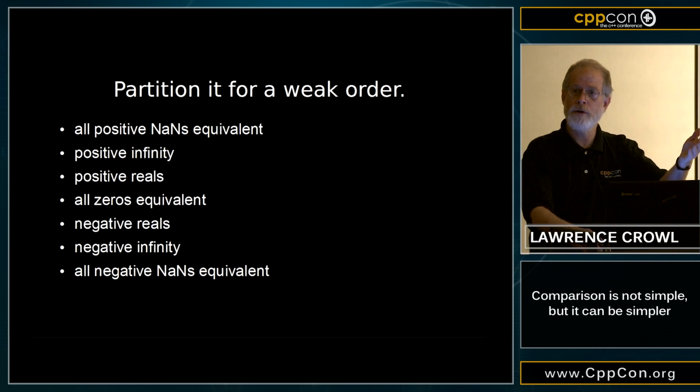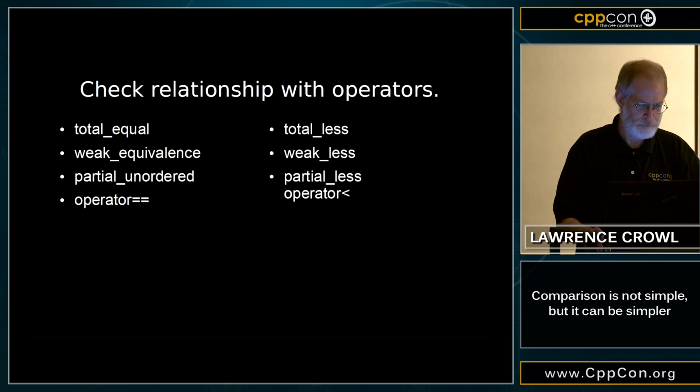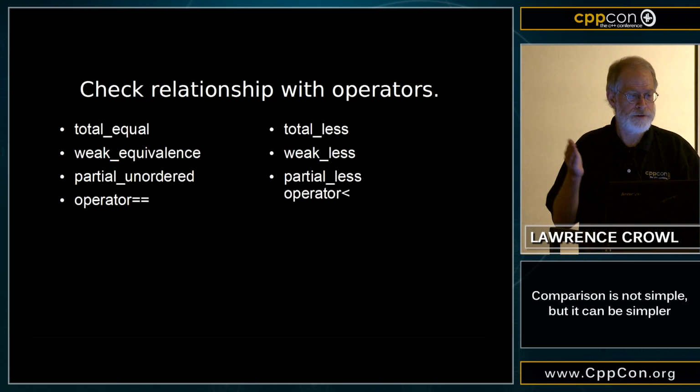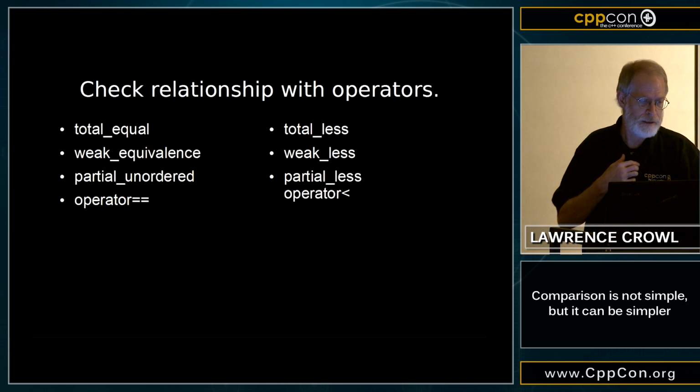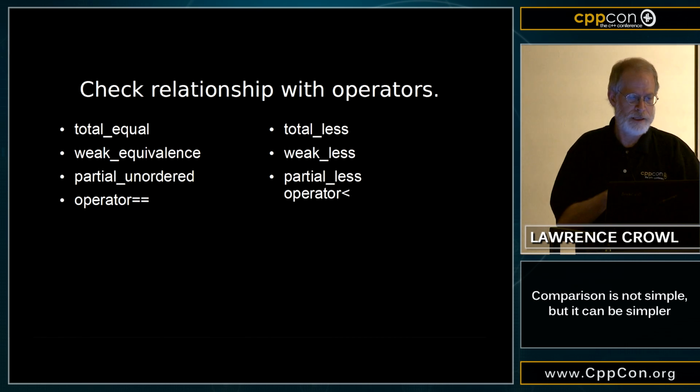Now, both the strong order and the weak order have their uses. It's perfectly fine to have both of them in there. Then you need to check your relationship with the operators to see if you're consistent. I've done this. The total, equal, weak equivalence, partial ordered, and descending strength. And then we get to operator equal equal, which is even weaker than that. Okay? On the left side, total is stronger, weak, and then partial less and operator less than have the same strength. They're essentially the same. So we have a good consistency there.